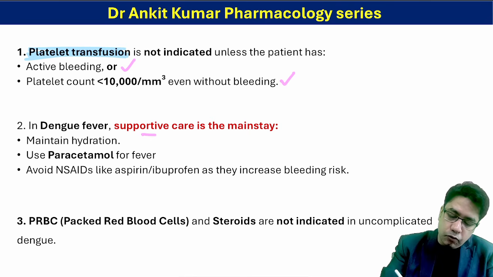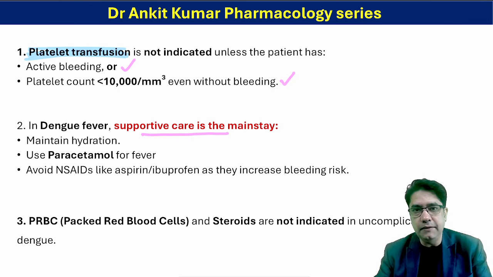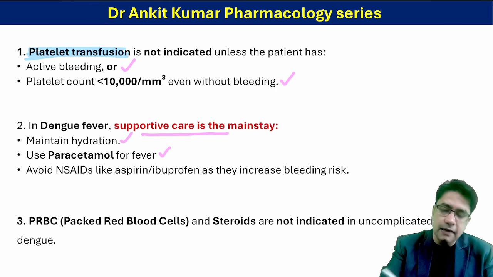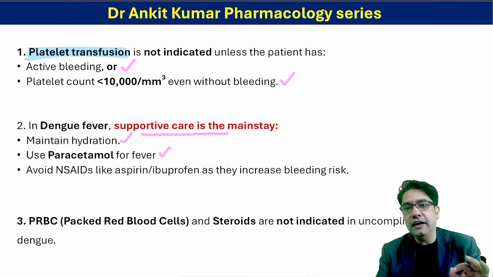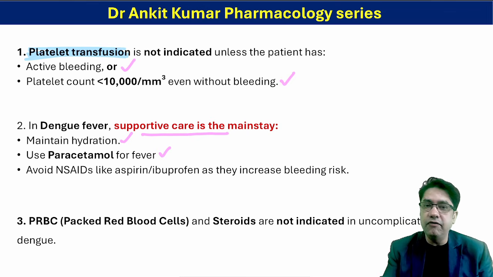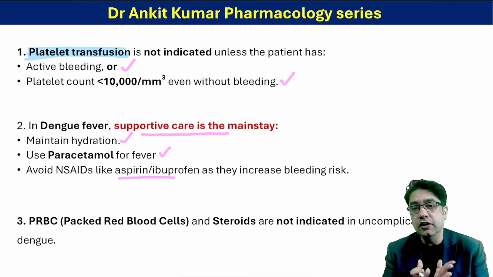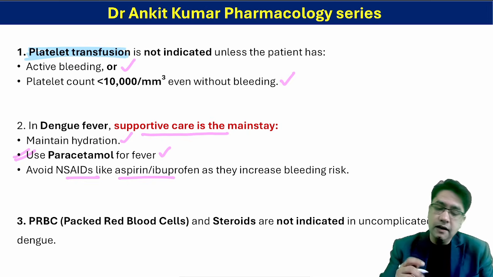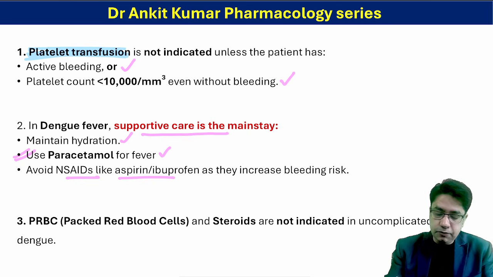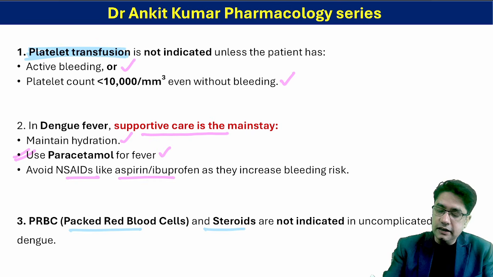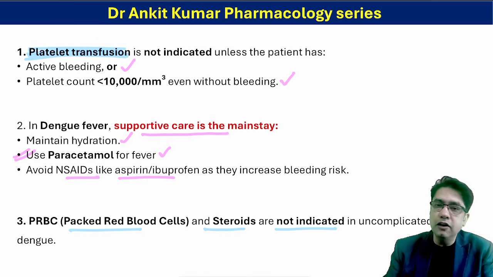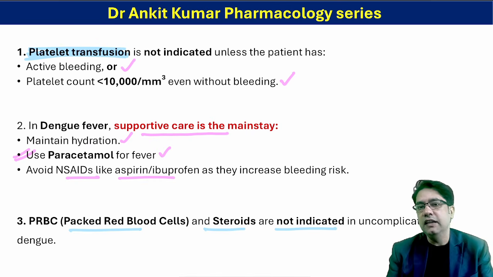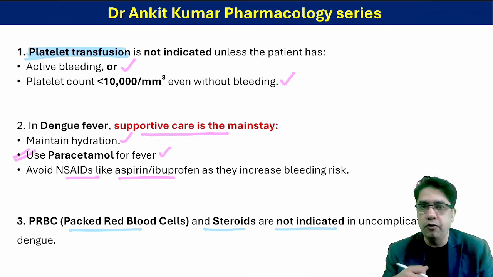Now, only supportive care is the mainstay of treatment. Hydration and paracetamol is the mainstay, and we avoid giving other non-steroidal anti-inflammatory drugs like aspirin because these drugs have anti-platelet action. They increase the risk of bleeding. Don't give other NSAIDs. So the only drug which is given is paracetamol. Other treatment options like packed RBC and steroids are not indicated in uncomplicated dengue. They are only reserved in cases of dengue shock syndrome.